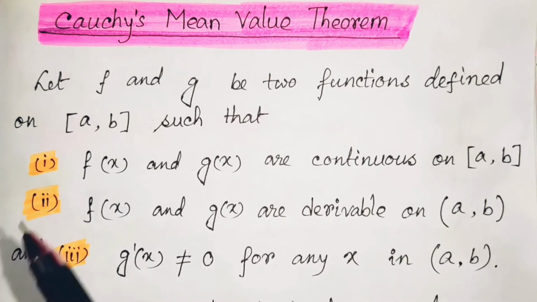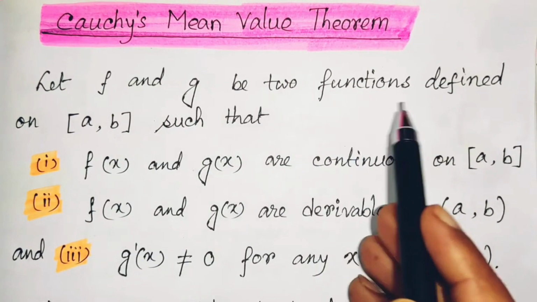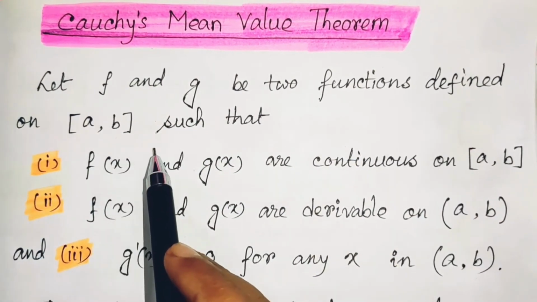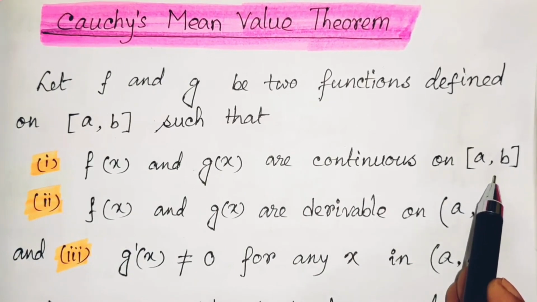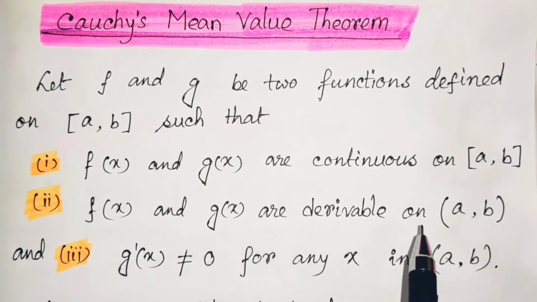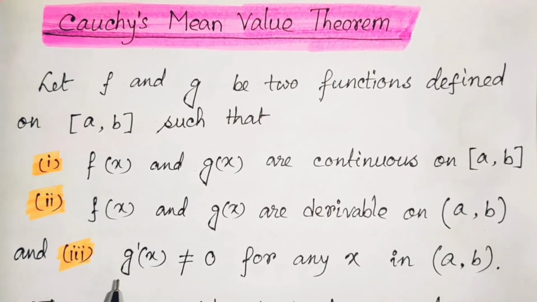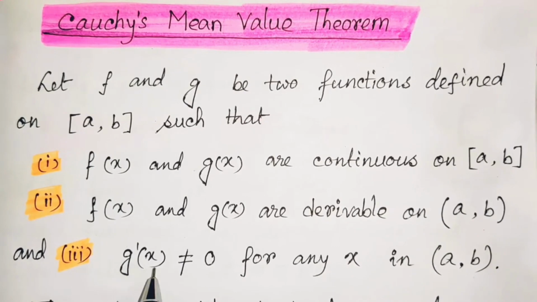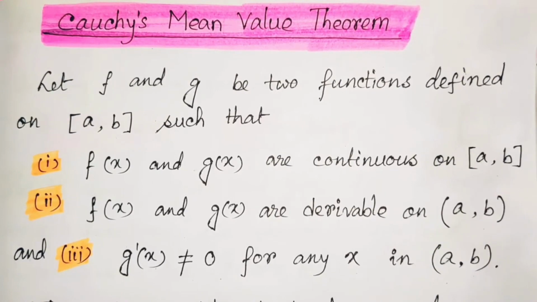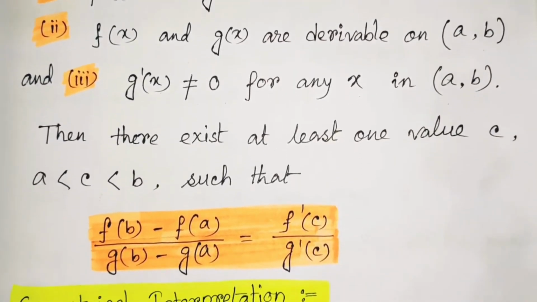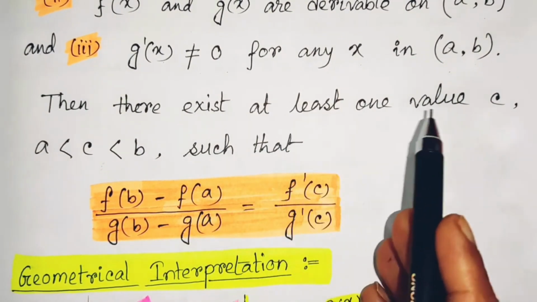So the statement for the theorem is: let f and g, two functions, be defined on the closed interval [a, b] such that both the functions are continuous on the closed interval [a, b] and both the functions are differentiable on the open interval (a, b). One more condition is added here, that the derivative g'(x) is not equal to 0 for any x within the given interval.